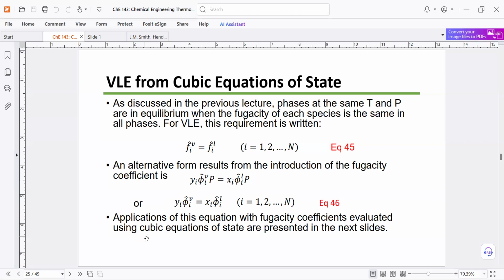And what do you notice? We need the fugacity coefficient. So the goal here is to find the fugacity coefficient.